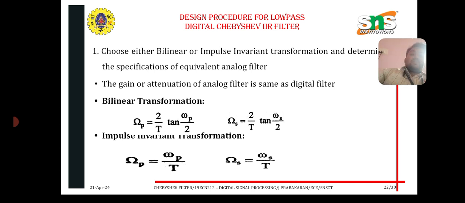For the bilinear transformation technique, omega p equals 1 divided by T tan of omega p by 2, and omega s equals 1 divided by T tan of omega s by 2. Similarly, for the impulse invariant transformation technique, omega p equals digital omega p divided by T, and omega s equals digital omega s divided by T.